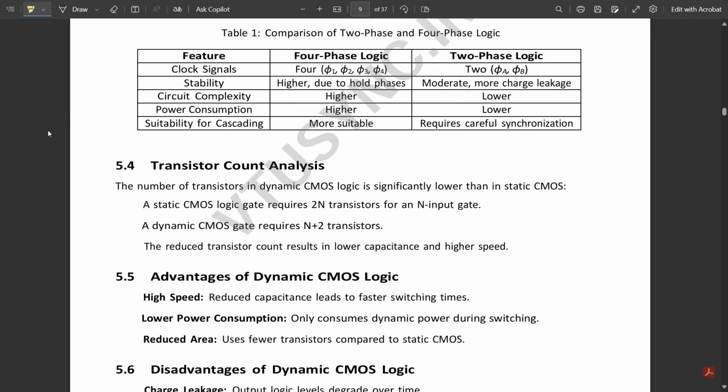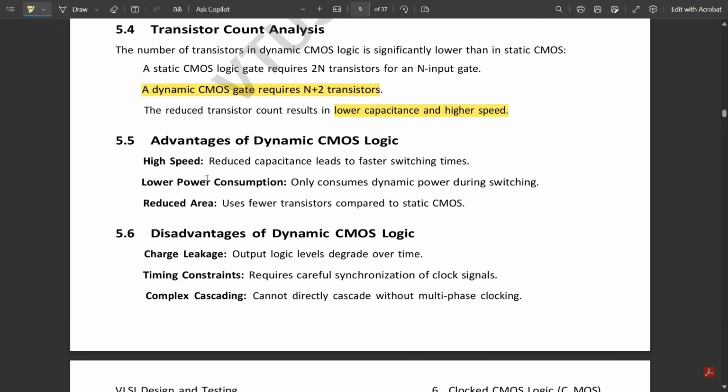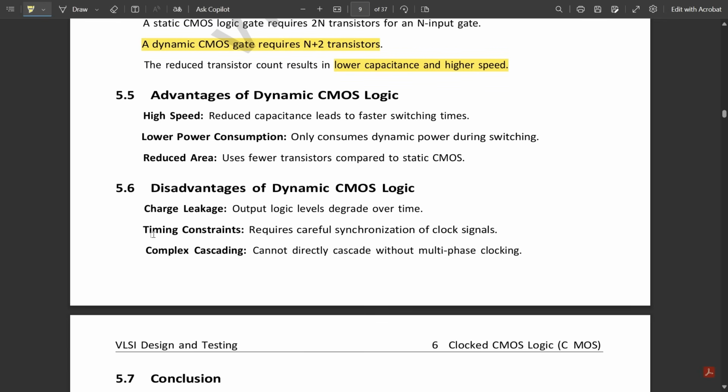Okay, next is transistor count. As I've told you, for dynamic CMOS, the CMOS gate requires n plus 2 transistors. Okay, so they have mentioned it here. The reduced transistor count results in lower capacitance and higher speed. Advantages of dynamic CMOS: high speed, low power consumption, and reduced area. Disadvantages of dynamic CMOS: charge leakage, timing constraints, and complex cascading.